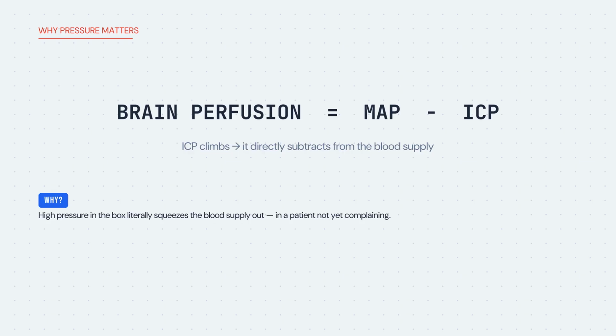Here is why the pressure matters. The brain needs blood, and the pressure pushing blood into the brain is your mean arterial pressure minus the intracranial pressure. So, when ICP climbs, it directly subtracts from brain perfusion.